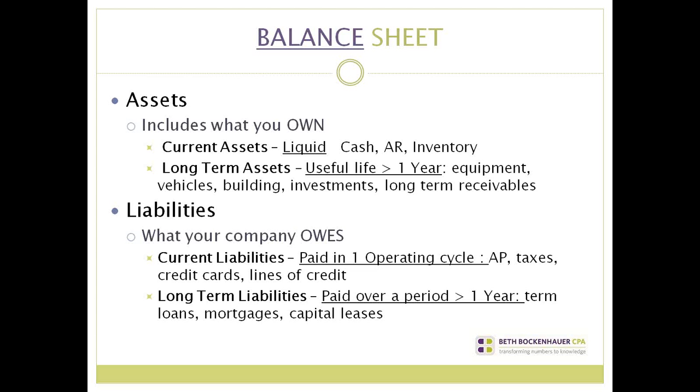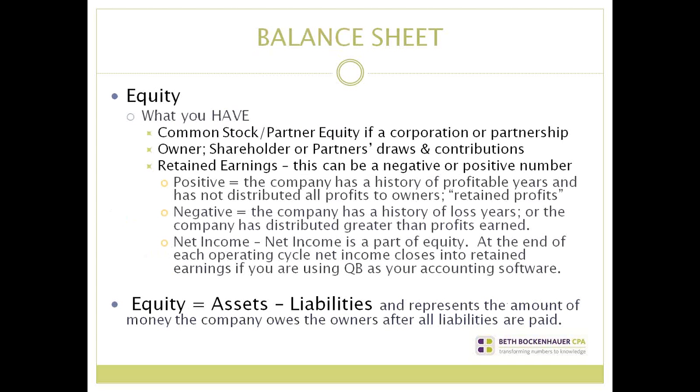The next section of the liabilities would be long-term liabilities. And these are liabilities that are paid over a period greater than a year. These would be term loans, such as a vehicle loan, truck loan, mortgages on a building, or capital leases on a new purchase of equipment. Then we have our equity section.